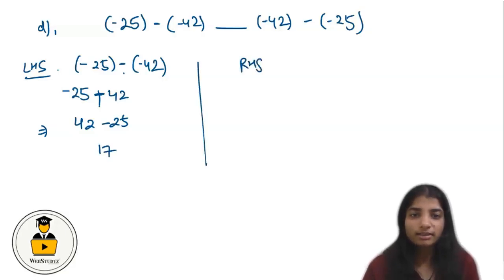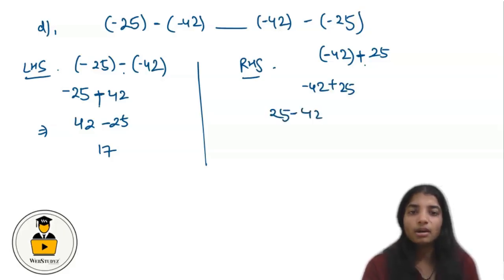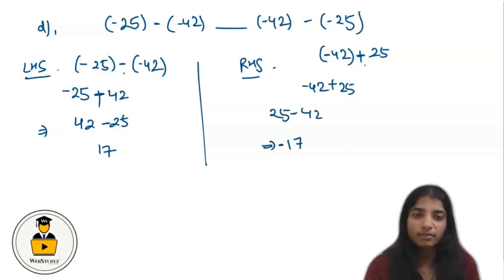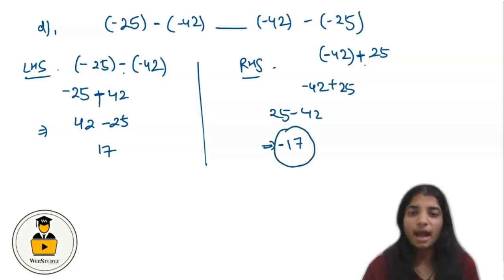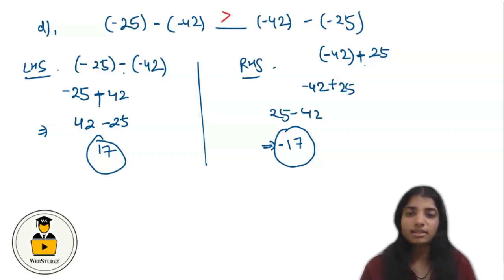Now solving the right hand side, that is minus of 42, minus minus becomes plus 25. So this is minus 42 plus 25. Basically we are going to subtract 25 from 42. When we solve this, we get the value as minus 17, and it is clearly visible that plus 17 is greater than minus 17. So we can say that minus of 25 minus of minus 42 is greater than minus of 42 minus of minus 25. So this is the answer to part D.